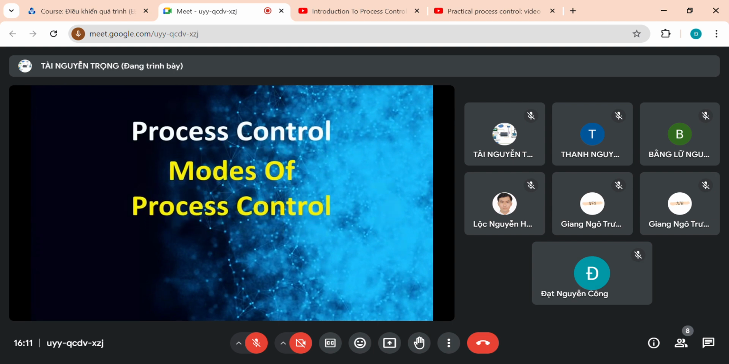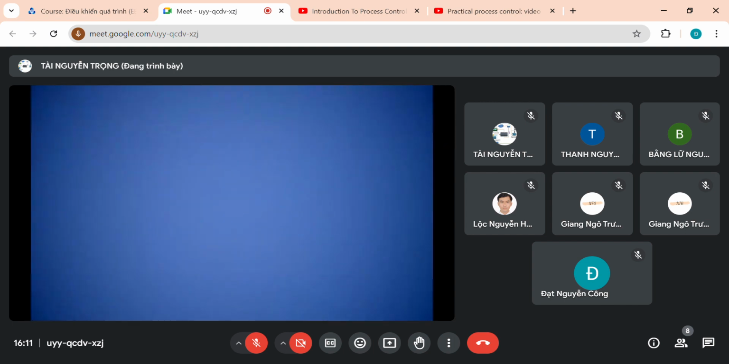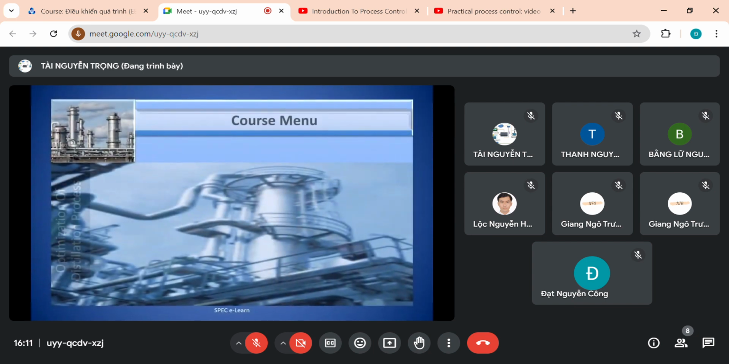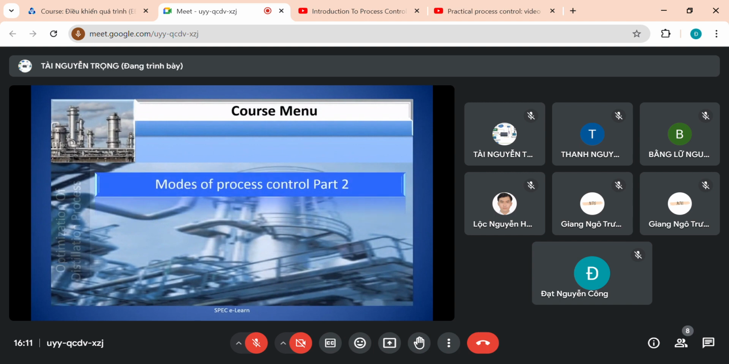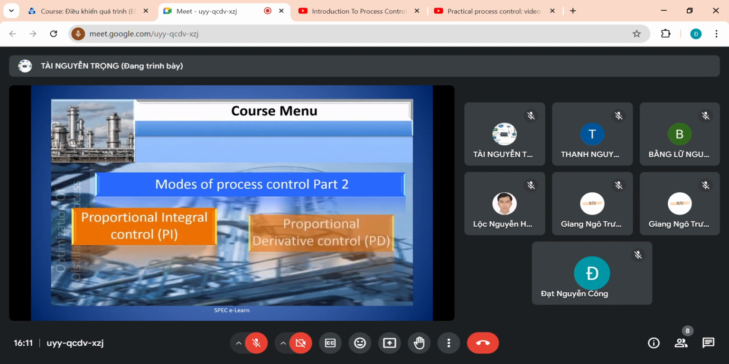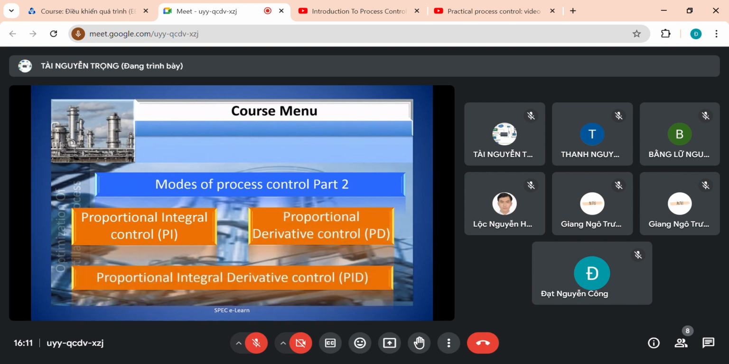Process control, modes of process control, part 2. In this module, we will discuss proportional integral control, PI mode, proportional derivative control, PD mode, and proportional integral derivative control, PID mode.